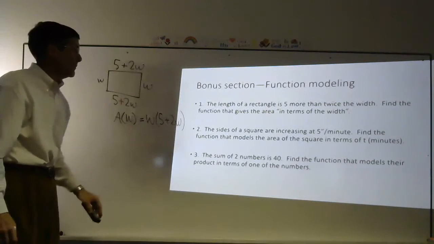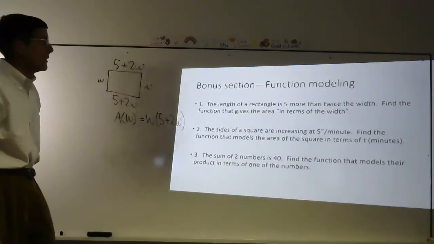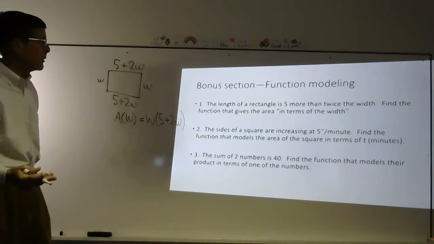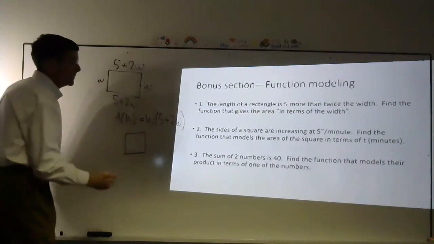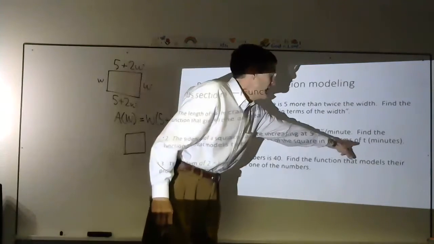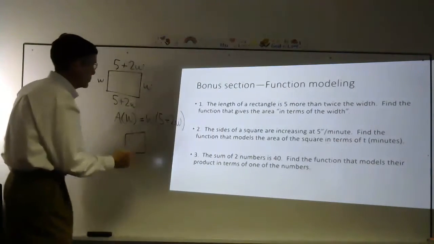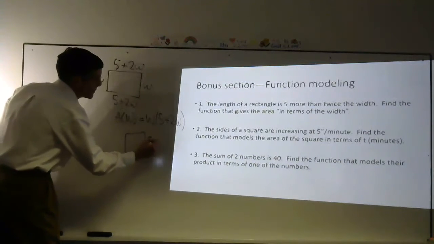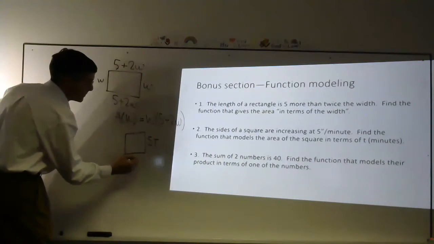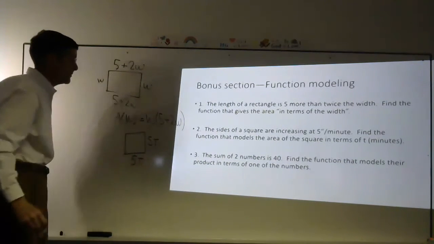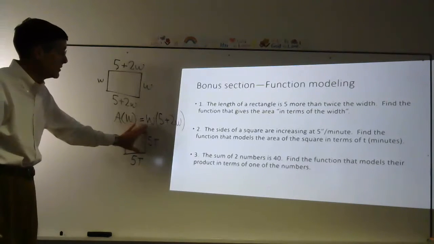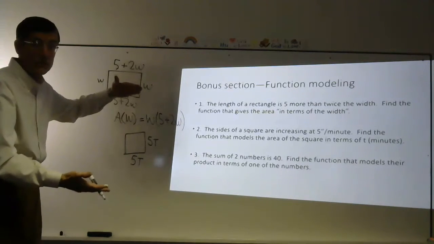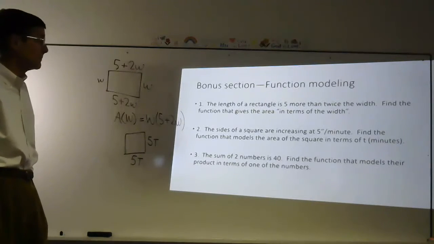How about number 2? Sides of a square are increasing at 5 inches per minute. So if you have a square, and you let t be the amount of minutes, wouldn't you agree that the side of the square would be 5t and 5t because it's a square? In 1 minute, it'll be 5 inches. In 2 minutes, it'll be 10 inches. In 3 minutes, it'll be 15, and so on.